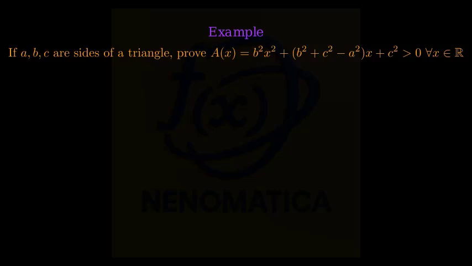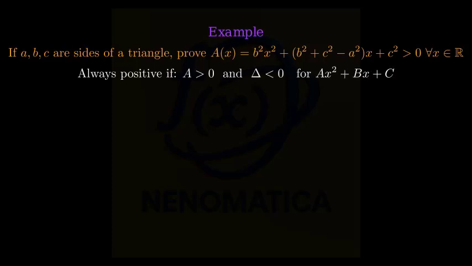Our strategy will use a classic test for quadratics to be always positive. A quadratic Ax squared plus Bx plus C is always positive for all real x if the leading coefficient A is positive, and the discriminant delta is negative. In our expression, the leading coefficient A equals b squared, the middle coefficient B equals b squared plus c squared minus a squared, and the constant C equals c squared.